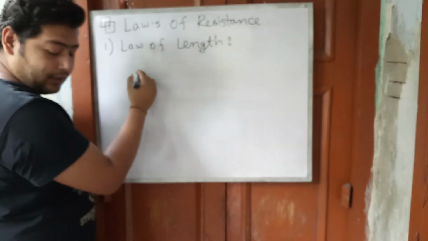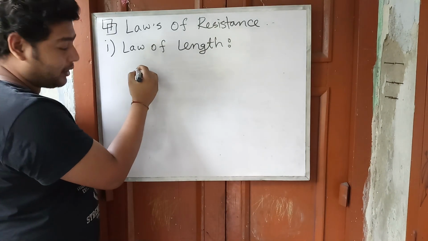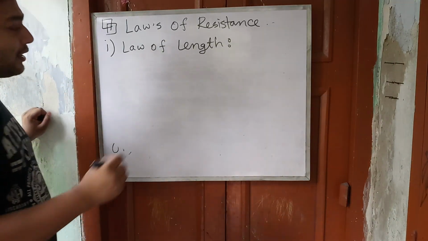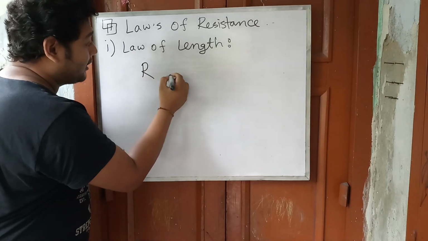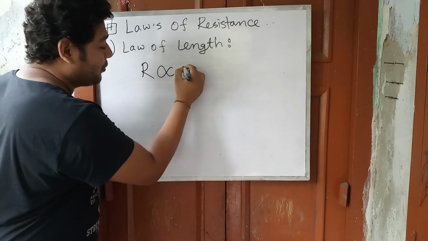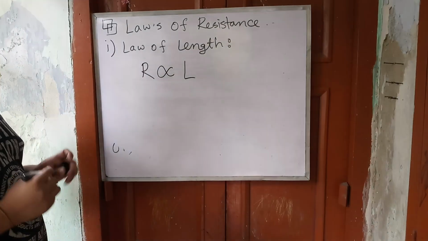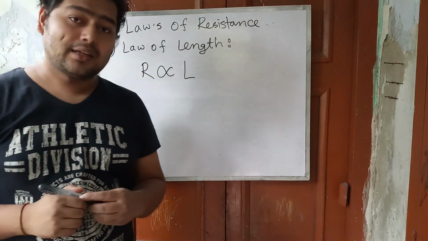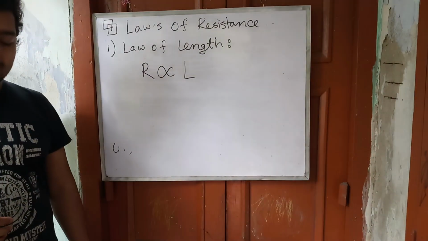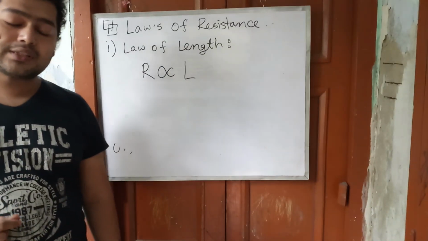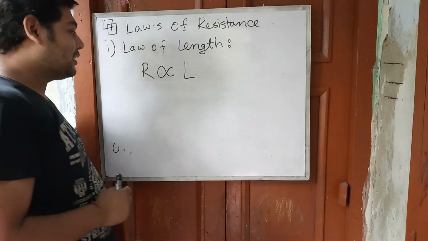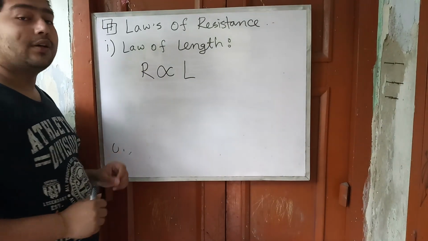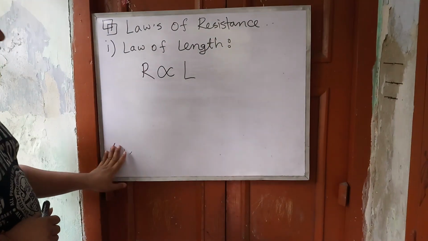We can write resistance as R. R is directly proportional to the length of the wire. I'm repeating, at constant temperature and constant cross-sectional area, the resistance is directly proportional to the length of the wire or length of the conductor.